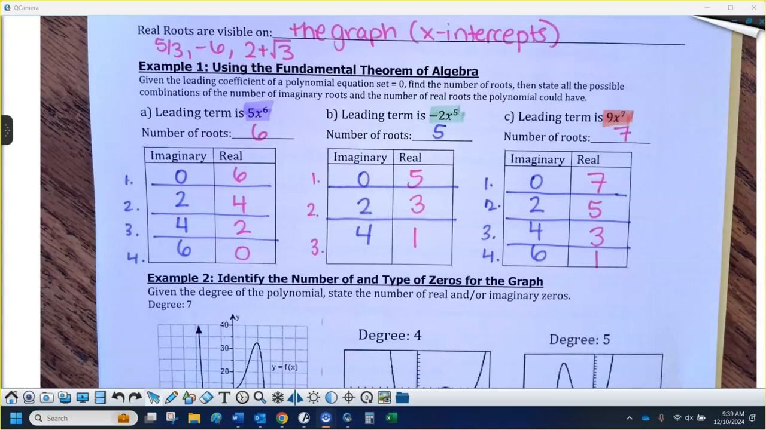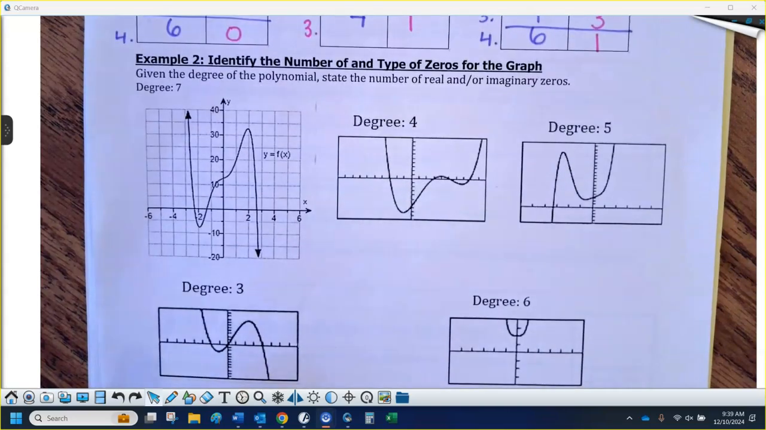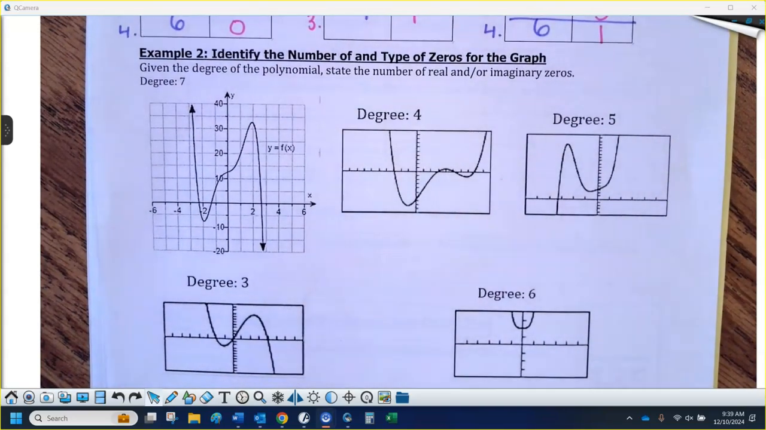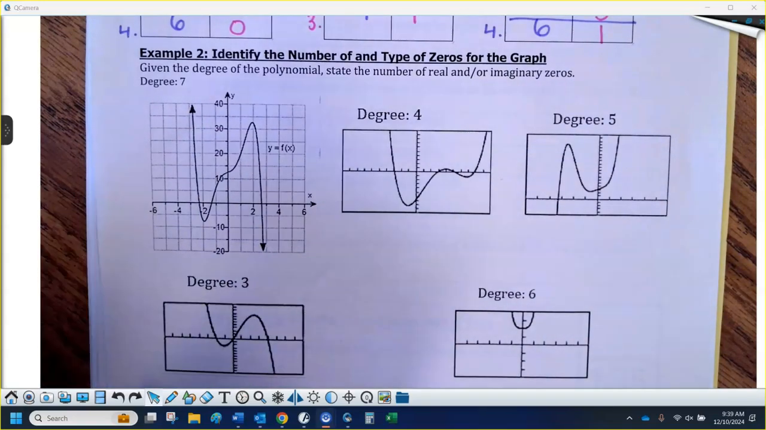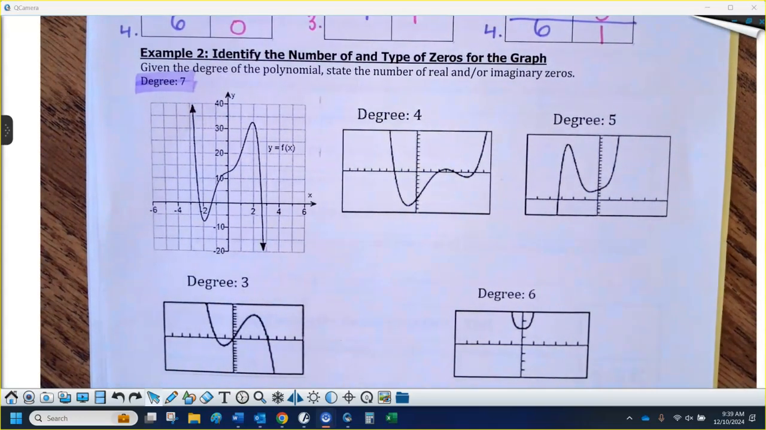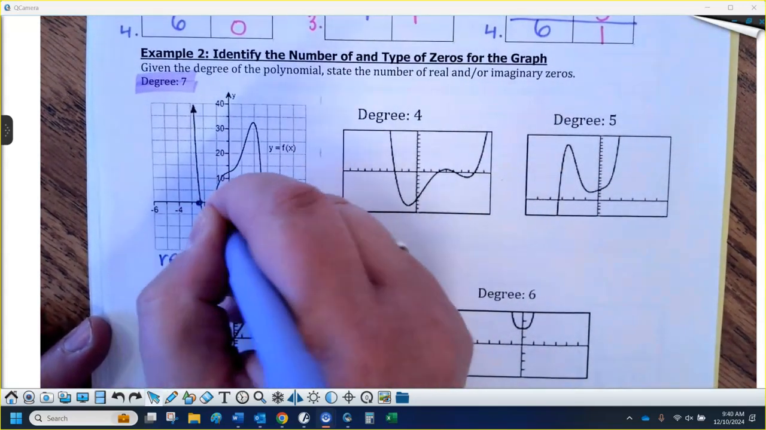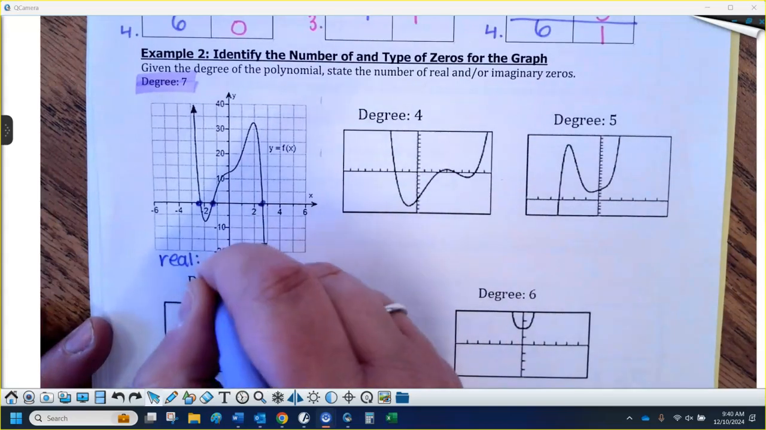Okay, now, same kind of concept down here, but we actually have a specific graph of the polynomial, and they're going to tell you the degree. So this first one says this picture is a 7th degree polynomial. How many real solutions do you see on that graph? 3. Okay, so I can see right on the graph 1, 2, 3 real.